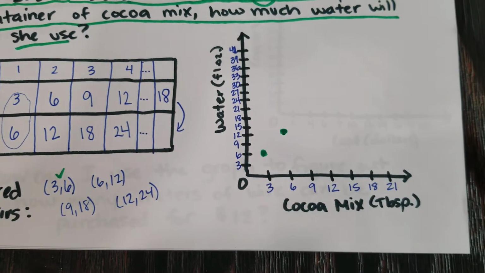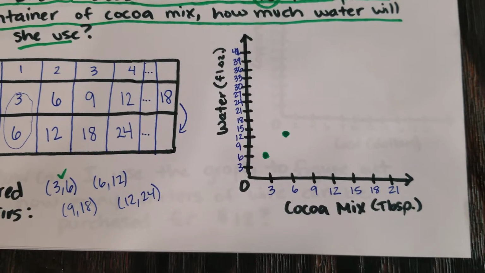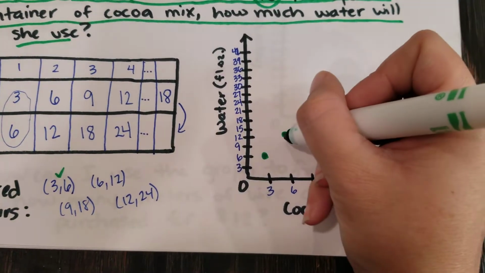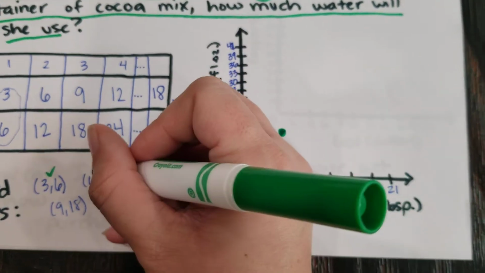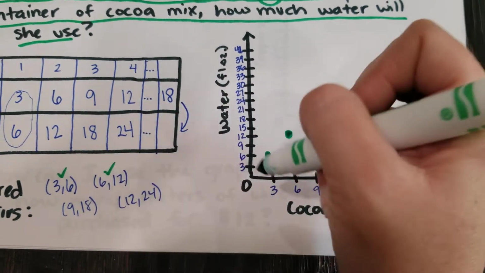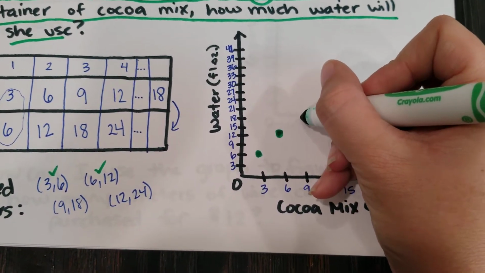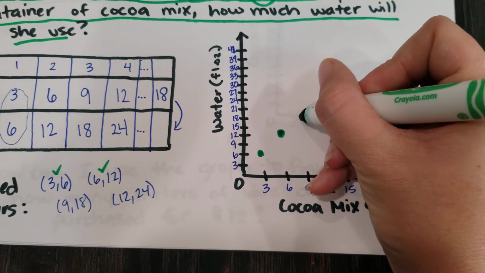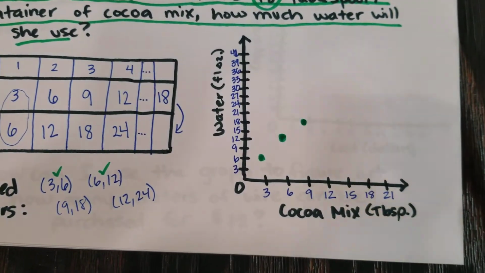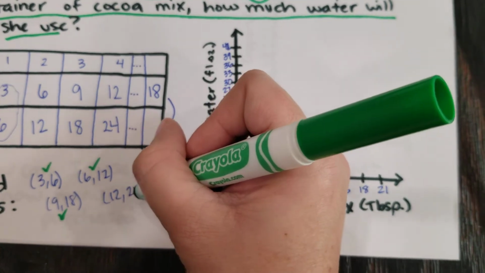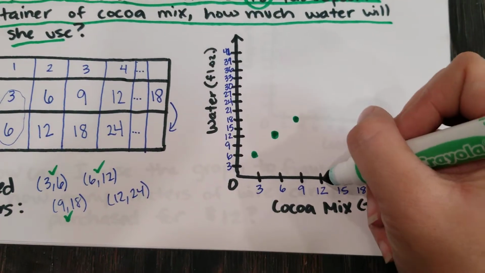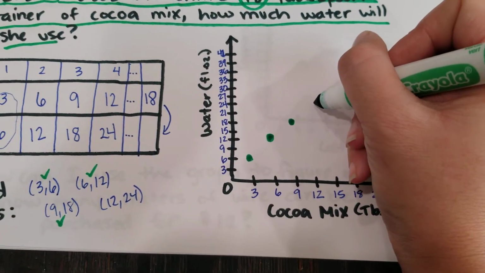Okay. That one might be a little bit high, but 12. Check. Next one, 9, 18, over to 9, up to 18, about there. All right, and check. And my next one, 12, 24, over to 12, up to 24.